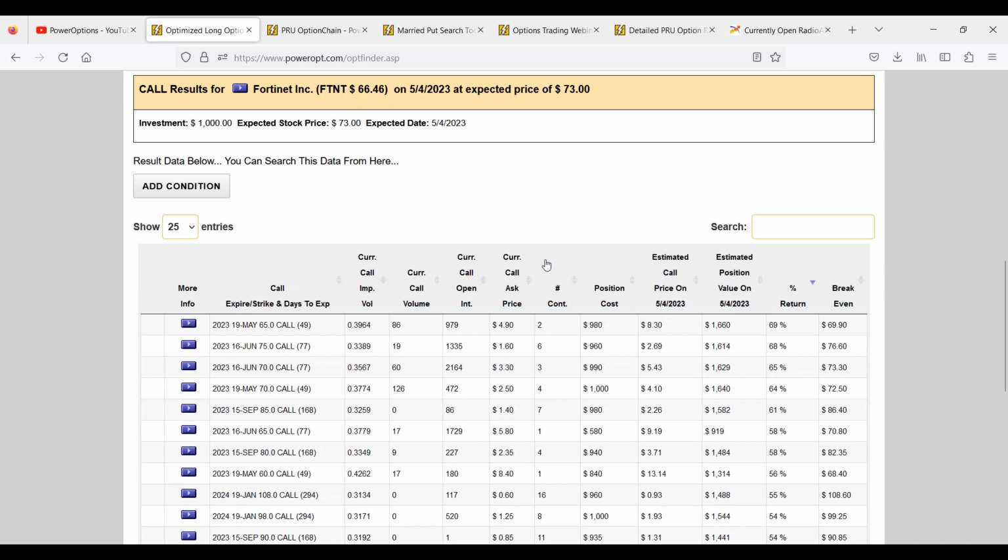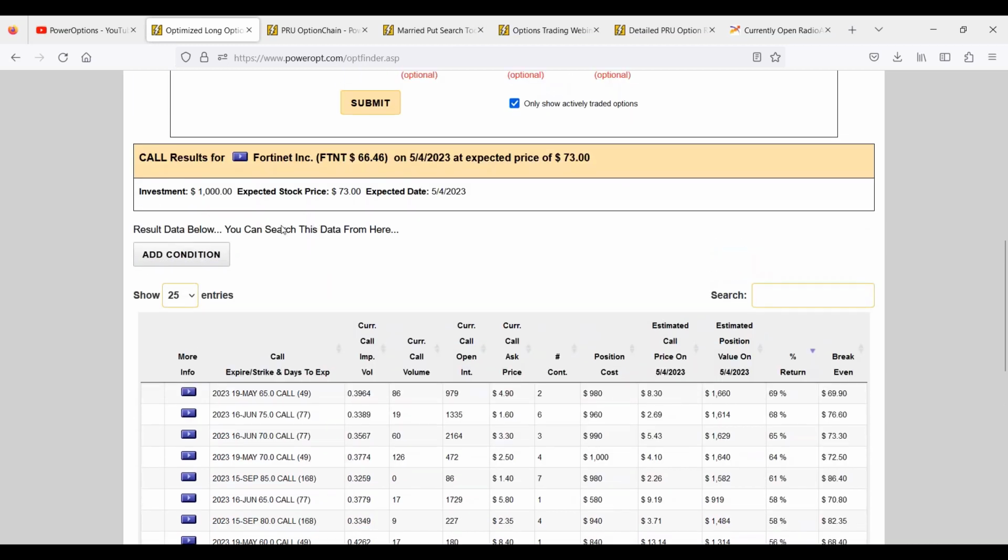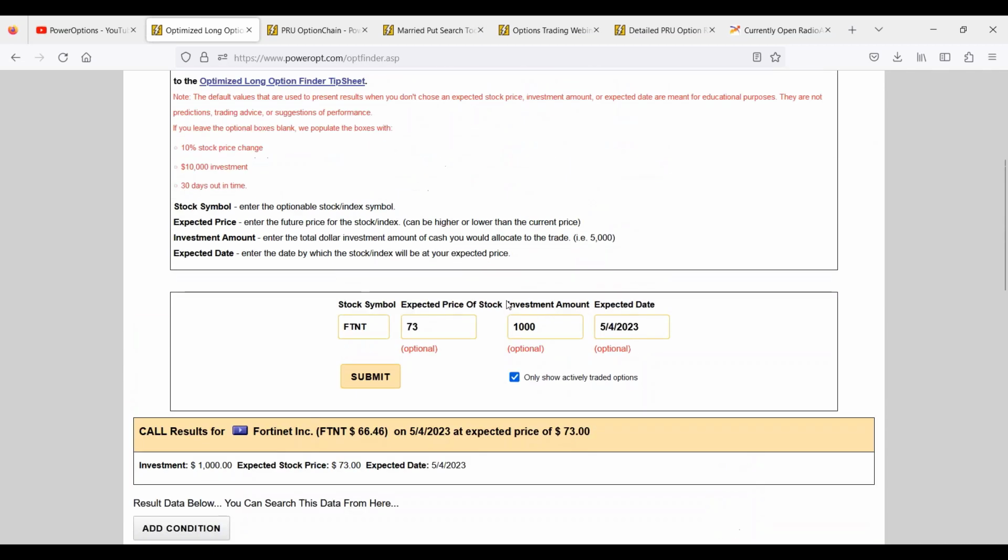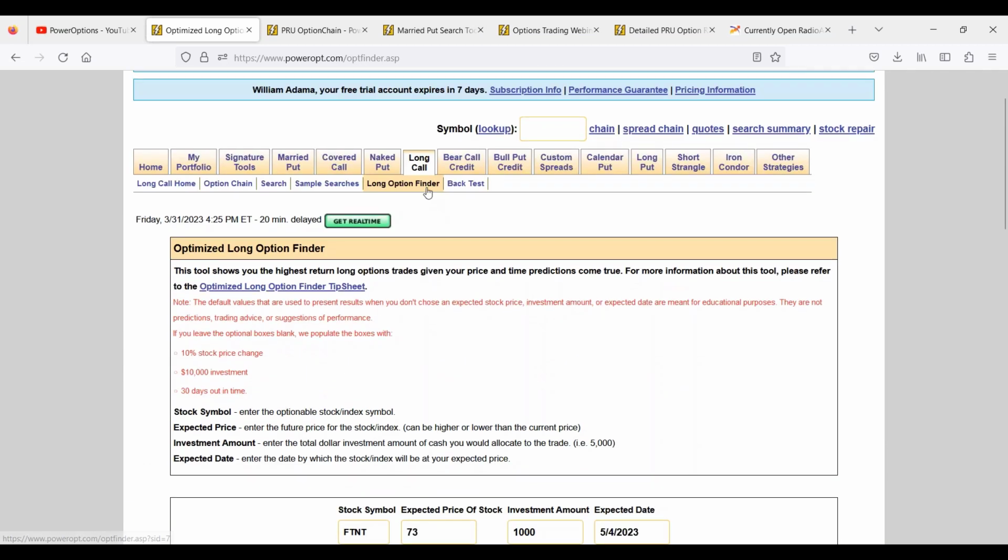But this is just another thing that you can do now on this tool for more sorting, and you can increase the number of entries if you wanted to see more results than the top 10 or the top few that offered the highest return. It's just what the customer wanted to see. It was a simple addition, and we decided to change the dynamic on this long option finder as well.